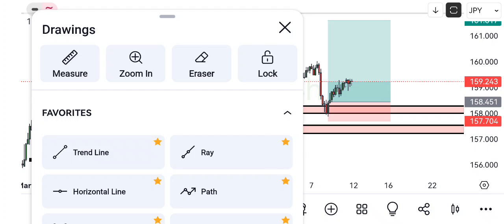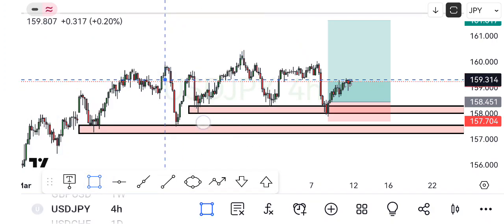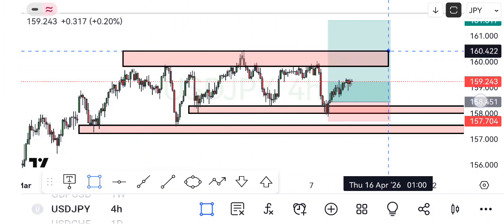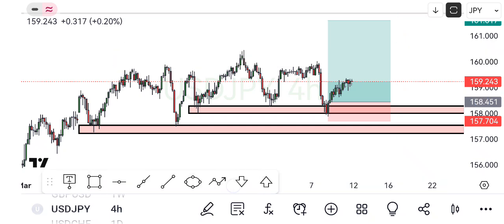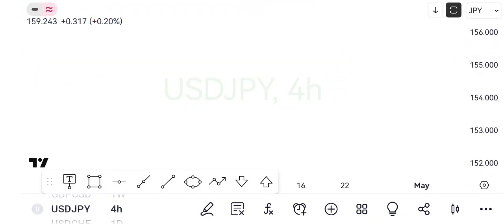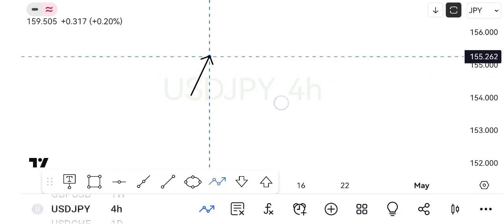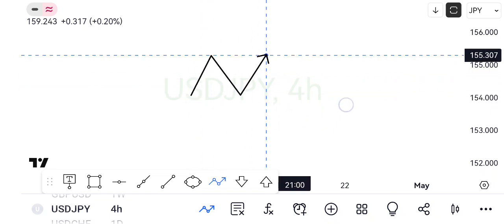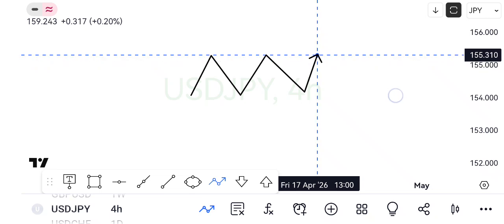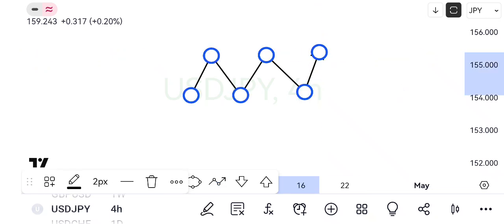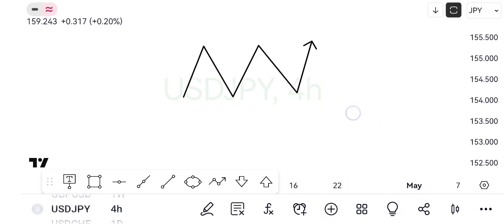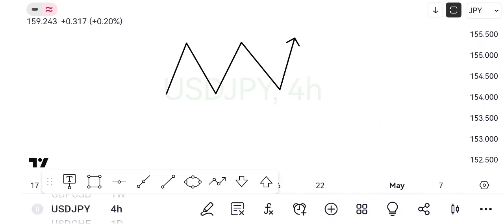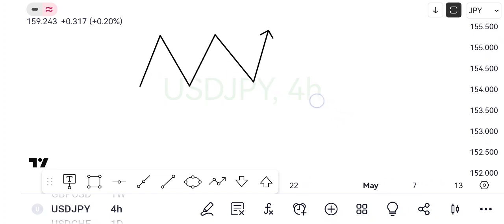Because right now, as you can see, the market is clearly ranging like this. But guys, remember, even if the market is ranging, let me teach you something. Even if the market is ranging on the time frame that you are looking at, if you want to trade in the direction of the trend, you should go to higher time frames.